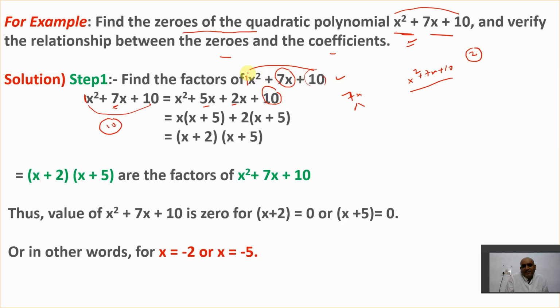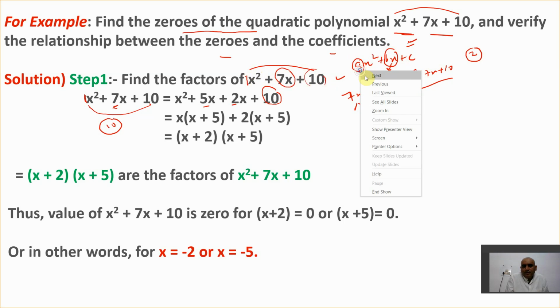Here it matches ax square plus bx plus c. This is a quadratic equation, and this is the middle term. You need to split the middle term in such a way that it matches the product of a and c. A is the coefficient of x square and c is the constant. Now here a is the coefficient of x square.